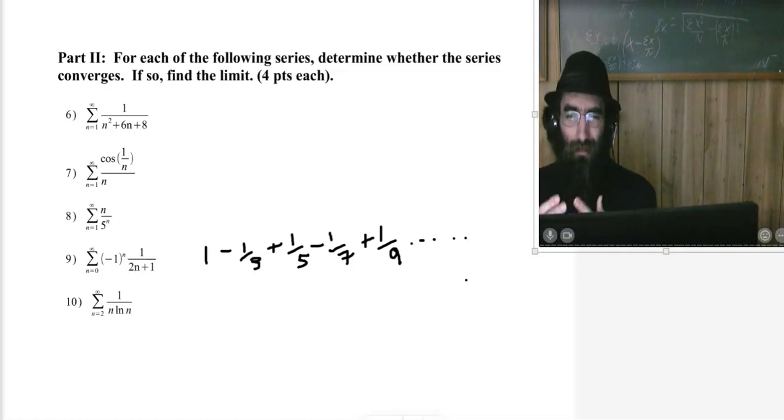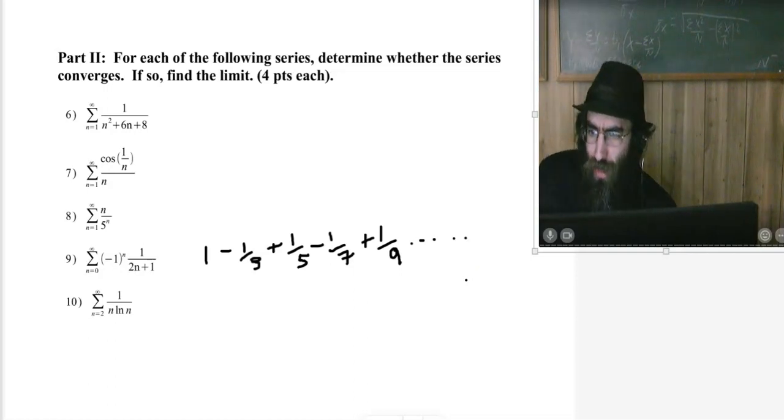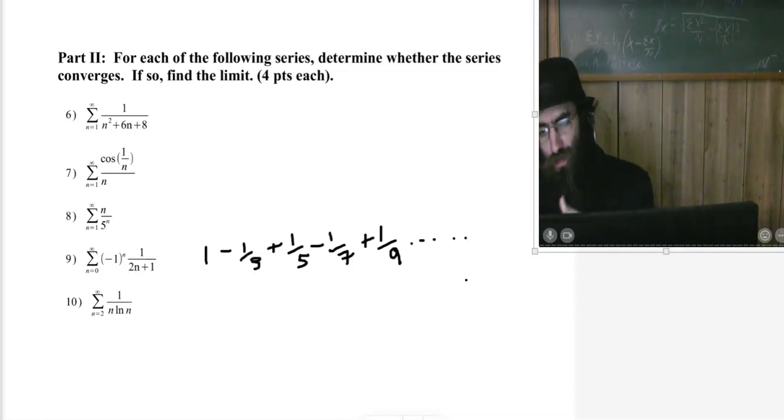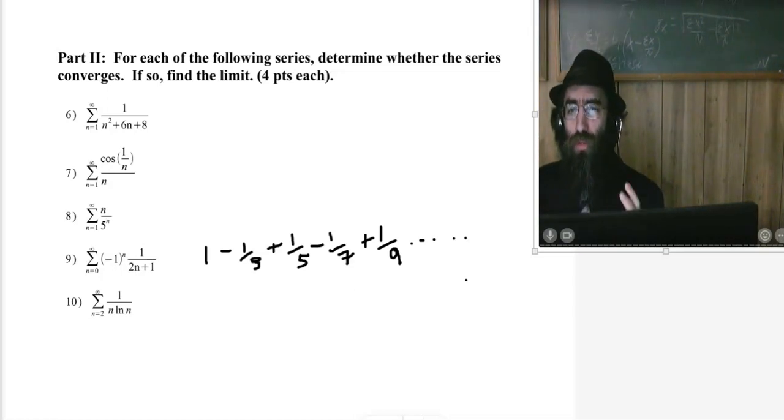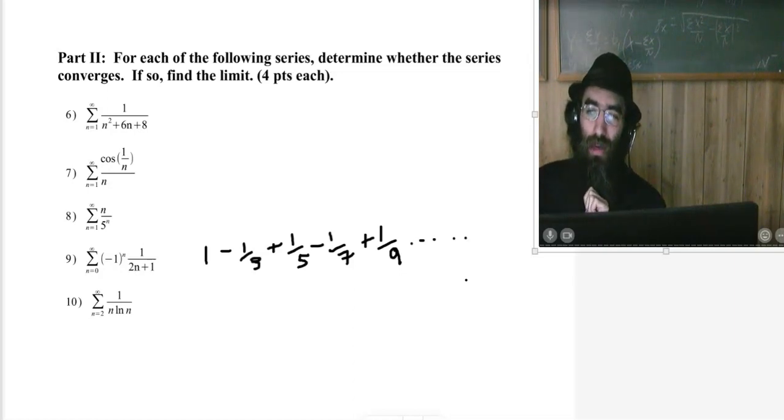This isn't a telescoping series. This isn't a geometric series. So what's the only other rule where you could say, it's going to converge to this quantity? If it's a Taylor series, and you plug in the specific value of x.